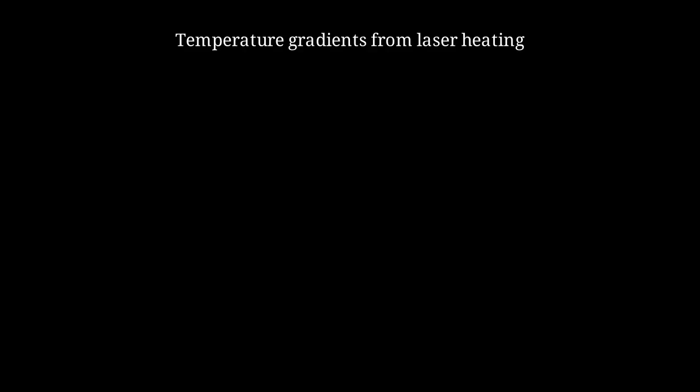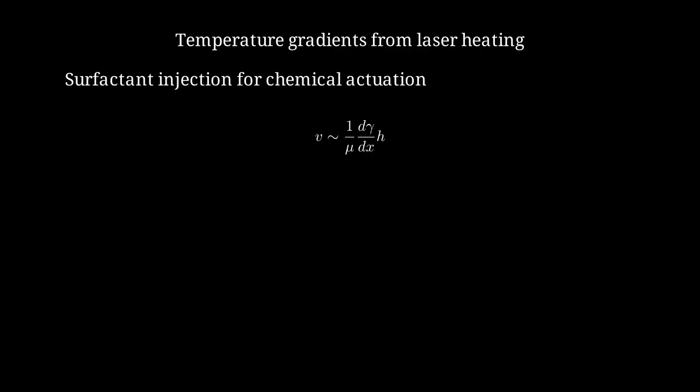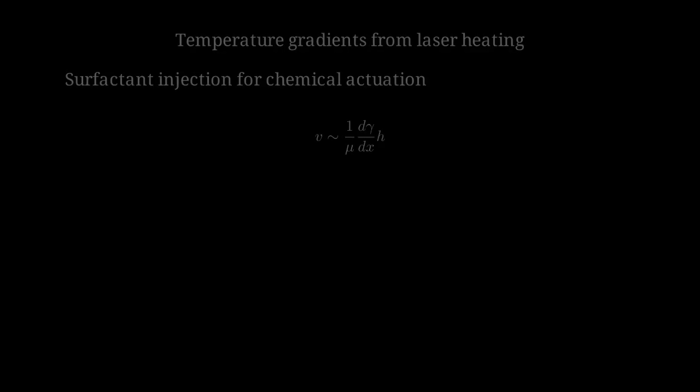This generates temperature gradients that drive Marangoni flows for fluid manipulation. Alternatively, injecting a small amount of surfactant creates a concentration gradient that can pump fluid or mix solutions without mechanical parts. The velocity scales as 1 over μ times dγ/dx times h, where μ is viscosity, dγ/dx is the surface tension gradient, and h is the channel height.